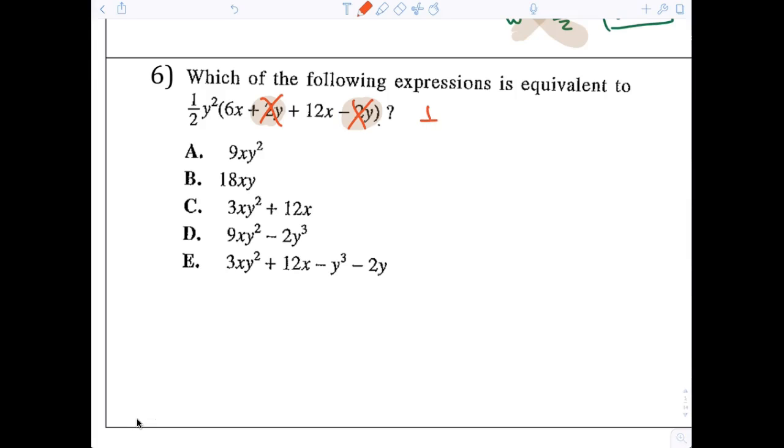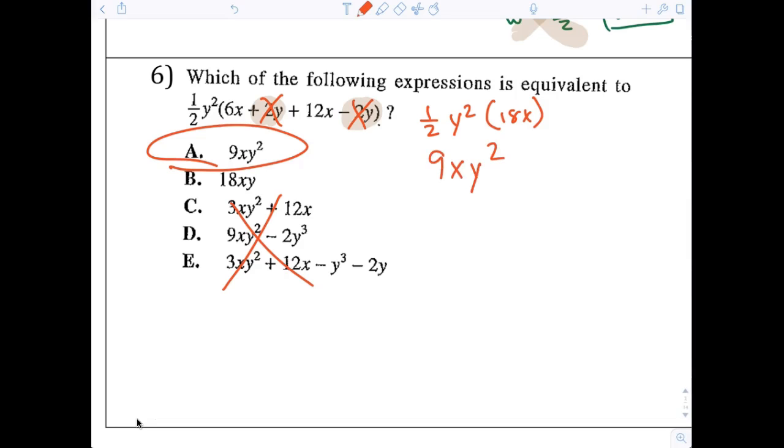18x. So now the problem is just 1/2 y squared times 18x. From there, you should be able to say it's obviously not C, D, or E. And what's half of 18? So I know the answer has to be A, because half of 18 is 9xy squared. Come on now.